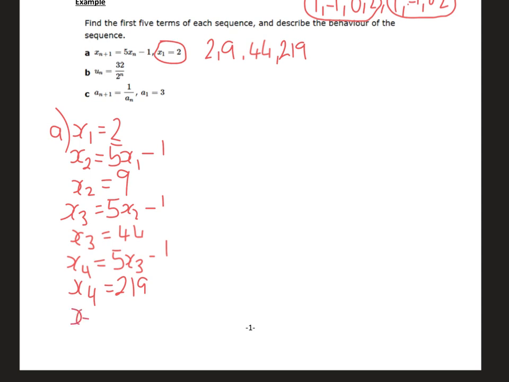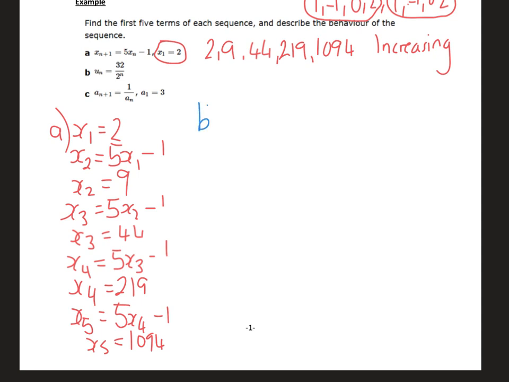And to get x5, I would do 5 times x4, take away 1. So I'll do 5 times 219, take away 1, which would give me 1094. So there you go, there's the first 5 terms of that sequence, and that sequence is increasing. Yeah, it's constantly getting bigger.